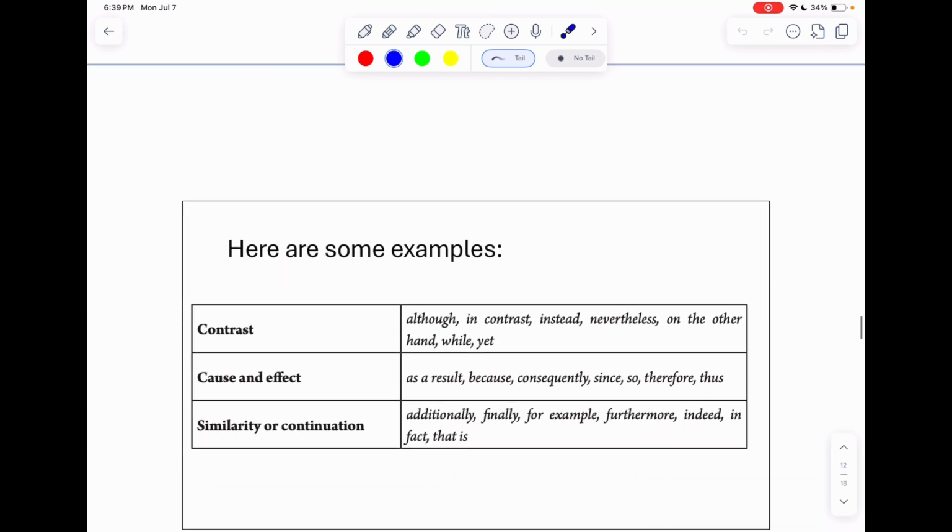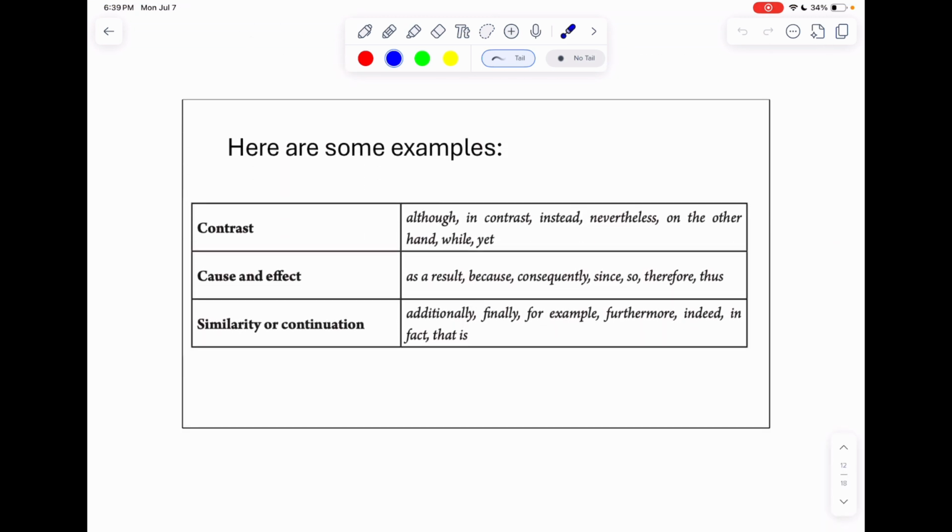So here are some examples of contrast words: although, in contrast, instead, nevertheless, on the other hand, while, yet. This is by no means a complete list of transition words that are contrasting, but it's a good start. What I'm going to recommend is in your notes, if you notice another contrasting transition word that's not in here, go ahead, put it on here. Or if you learn a new word that's a transition word, absolutely note it down. Learning transition words is a little bit like learning vocabulary, so studying them is a great idea.